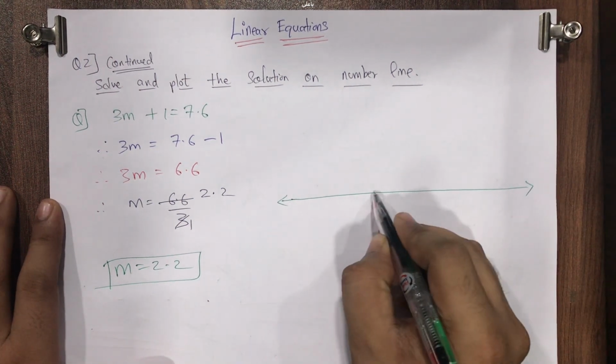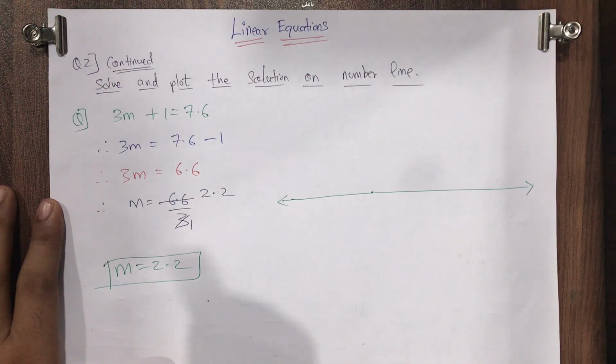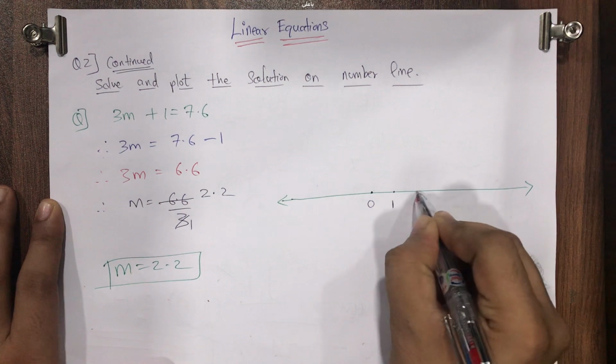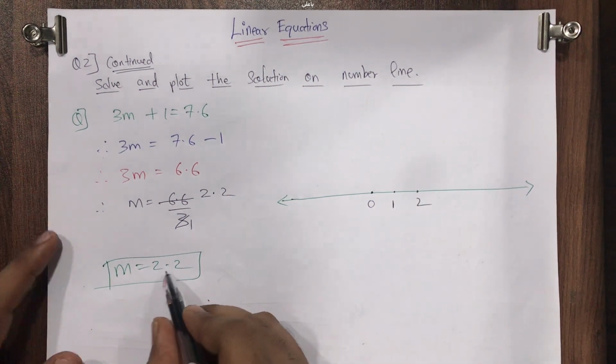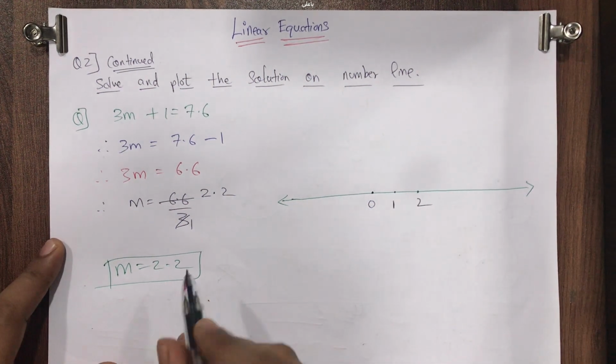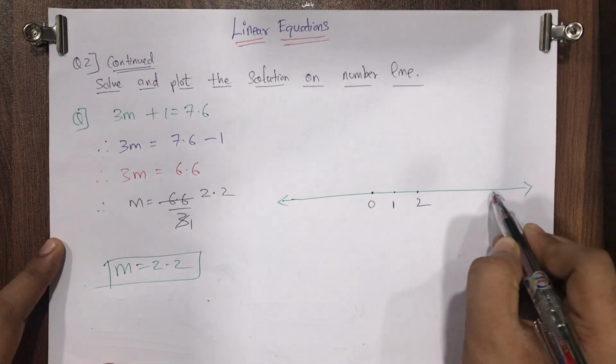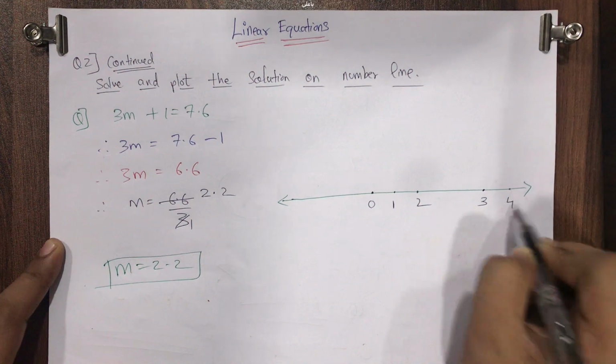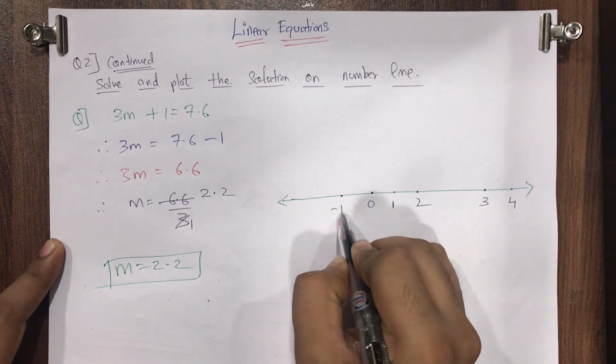It's 2.2. Suppose this is my 0, this is my 1, this is my 2. I very well know that 2.2 lies between 2 and 3, so that's the reason I'm giving a big gap over here. I'll mark here 3, I'll mark one extra as 4, and I'll also mark minus 1 over here.